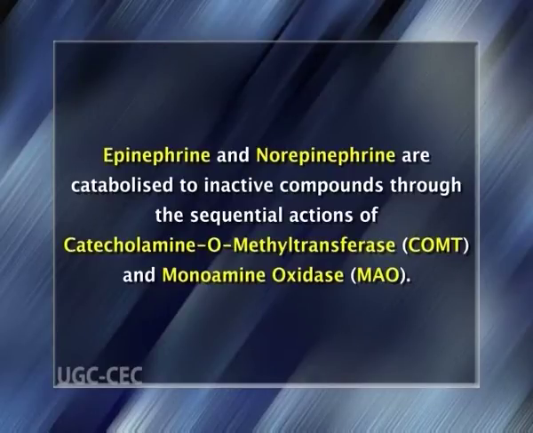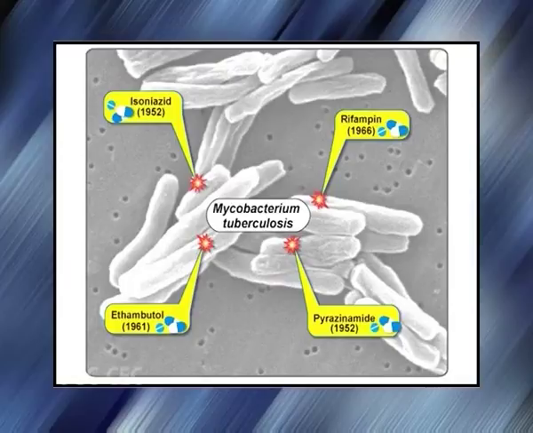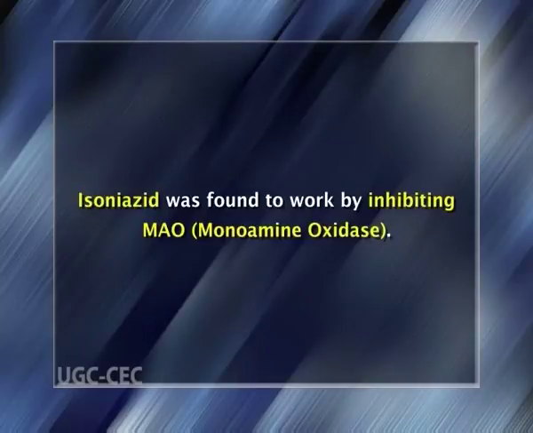Epinephrine and norepinephrine are catabolized to inactive compounds through the sequential actions of catecholamine O-methyltransferase, that is COMT, and monoamine oxidase, that is MAO. Compounds that inhibit the action of MAO have been shown to have beneficial effects in the treatment of clinical depression, even when the tricyclic antidepressants are ineffective. The utility of MAO inhibitors was discovered serendipitously when patients treated for tuberculosis with isoniazid showed signs of an improvement in mood. Isoniazid was subsequently found to work by inhibiting MAO.